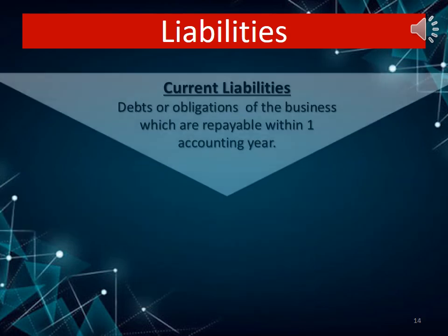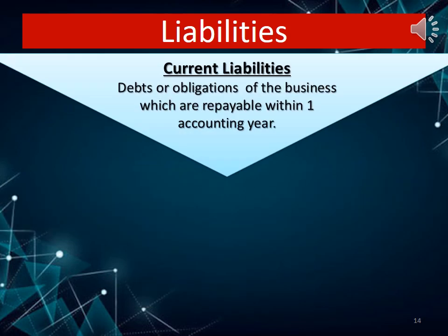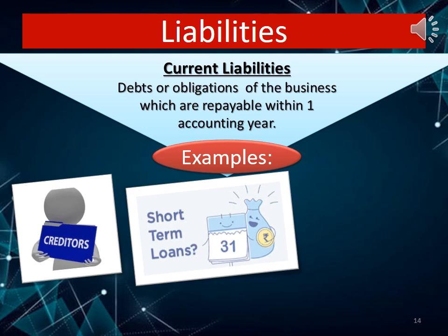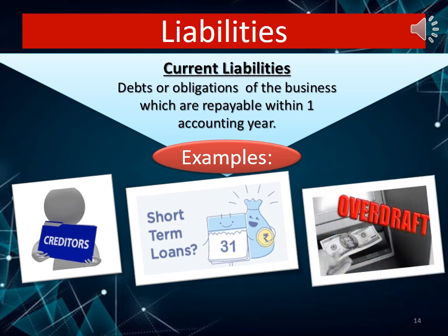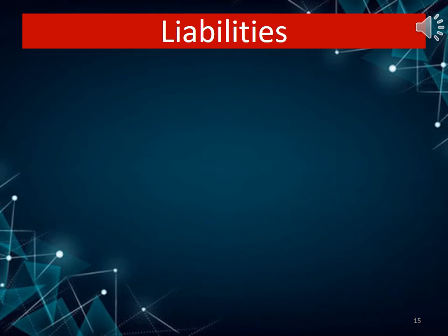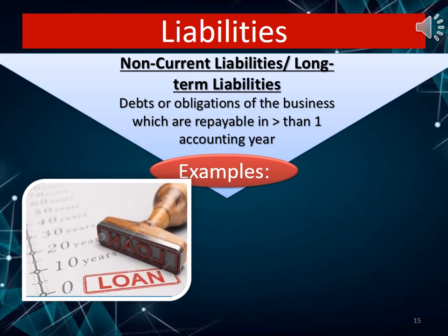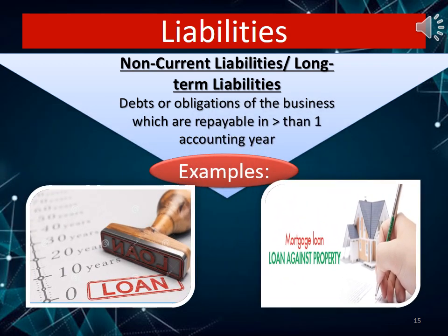Current liabilities are the debts or obligations of the business which are repayable within one accounting year. Examples are amounts owed to suppliers of goods, known as creditors or accounts payable, short-term loans, and bank overdrafts. Next, non-current or long-term liabilities are the debts or obligations of the business which are repayable in more than one accounting year. Examples: long-term loans and mortgage on a property.